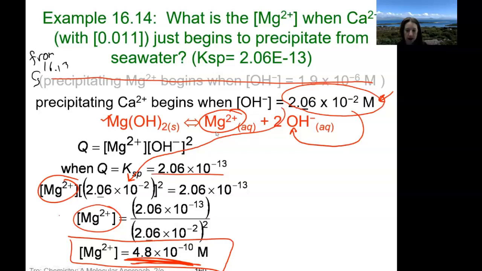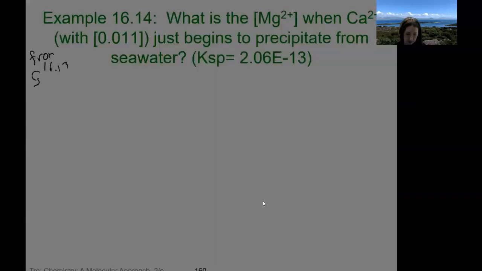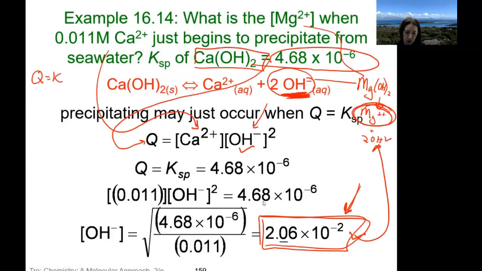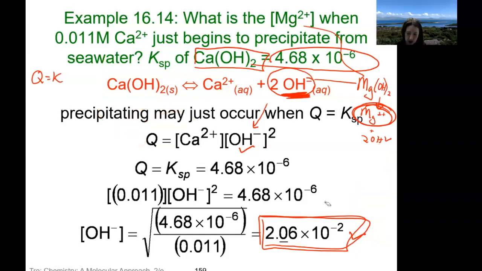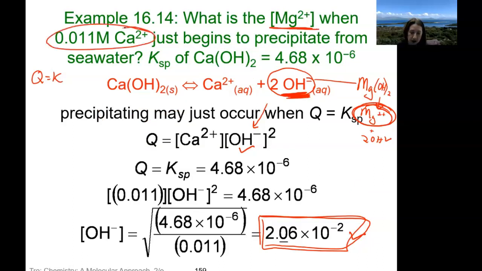Okay, so let's go back to the beginning of this one just so I can explain it one more time, because it's kind of 2 places in one. So the first thing we did, they're asking about magnesium, but we have the information about calcium. Now here's the KSP for calcium hydroxide, right? Because we're talking about calcium hydroxide.